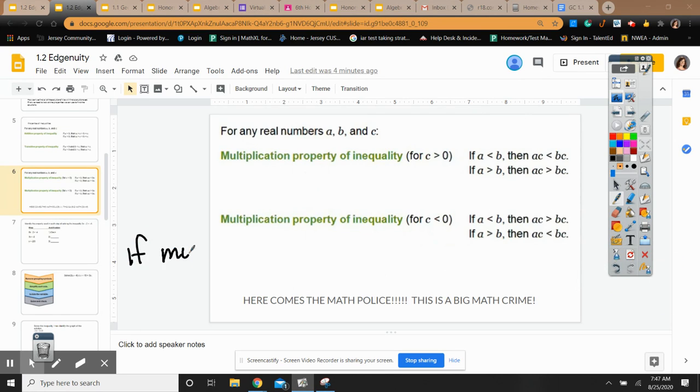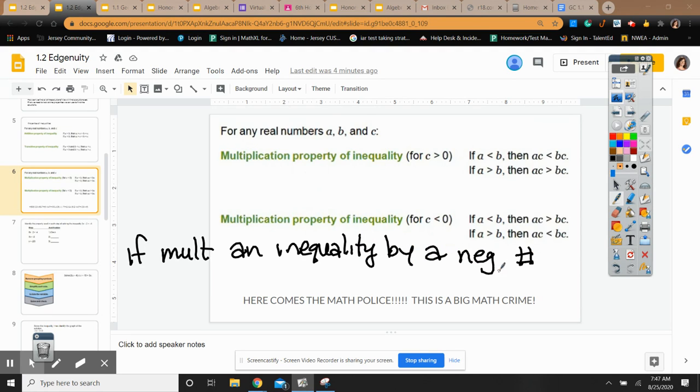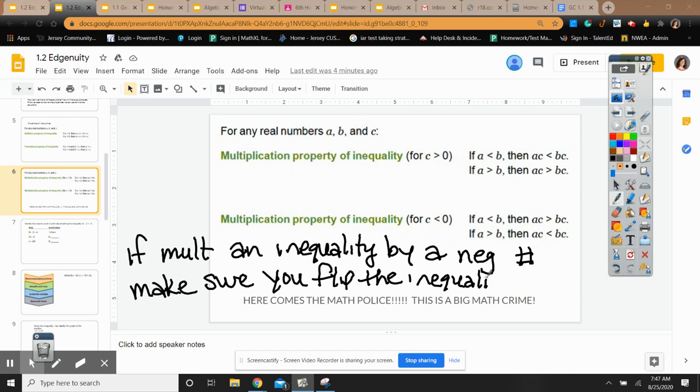If multiplying an inequality by a negative number, make sure you flip the inequality. If not, you're going to get something that's not true. So that is the multiplication property.